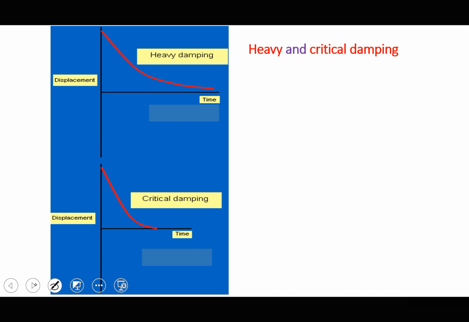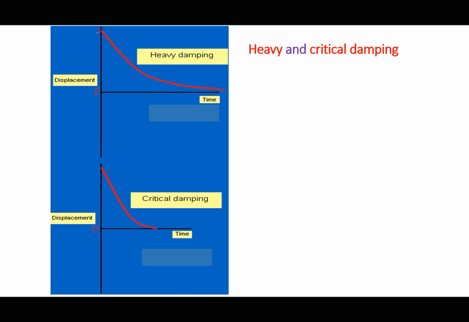For the case of heavy damping, no oscillations occur and the system returns very slowly to equilibrium position. In other words, the amplitude goes to zero without oscillations, but it takes a long period of time for it to tend to reach zero.